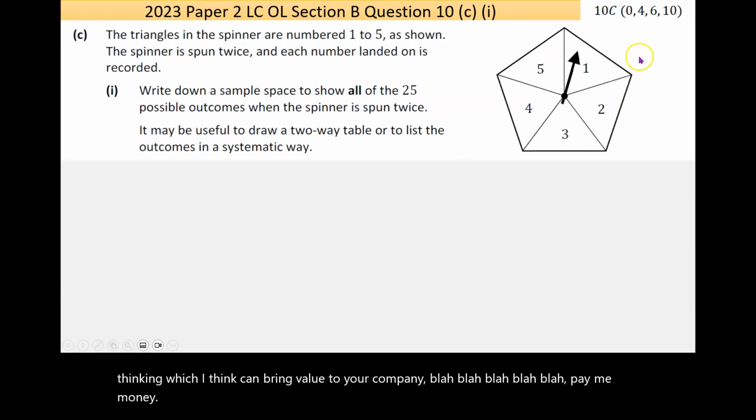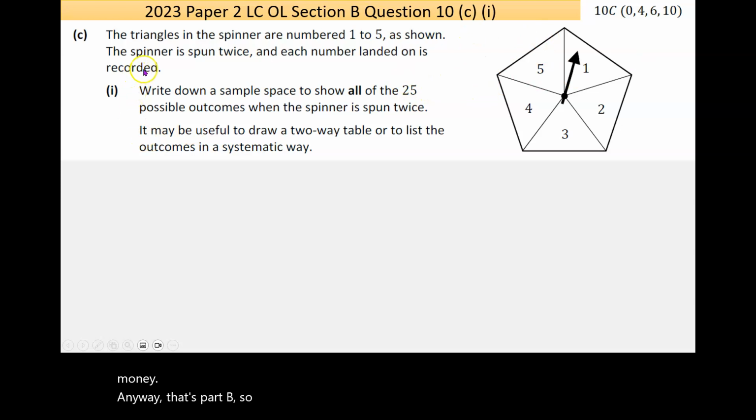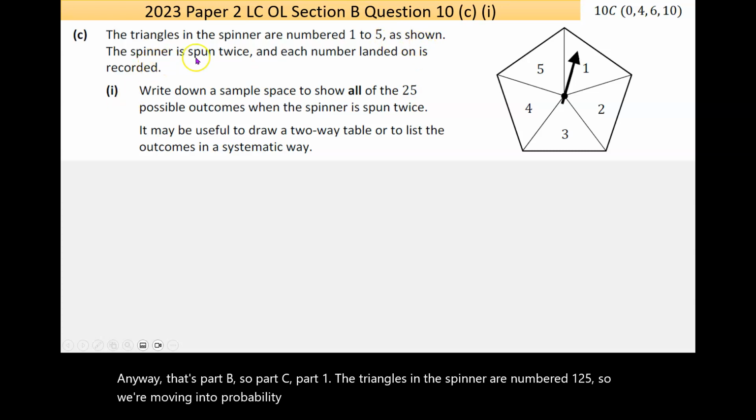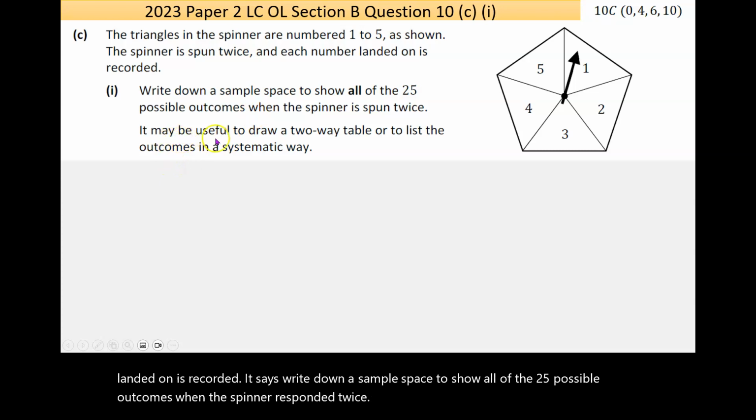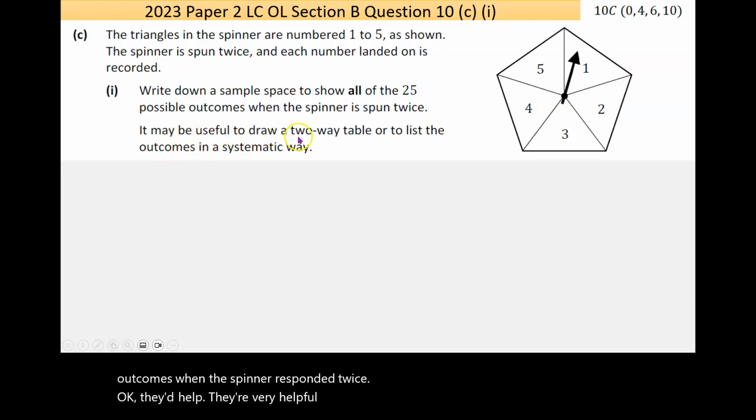Anyway, that's part B. So part C, part 1, the triangles in the spinner are numbered 1 to 5. So we're moving into probability here, okay? The spinner is spun twice, okay? And each number landed on is recorded. It says write down a sample space to show all of the 25 possible outcomes when the spinner is spun twice. Okay, they're very helpful nowadays. It may be useful to draw a two-way table or to list the outcomes in a systematic way.